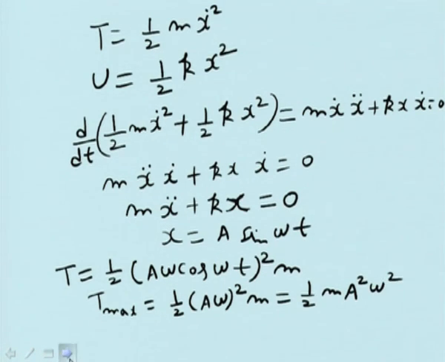Similarly, the potential energy is given by U is equal to half k a sin omega t, whole square.